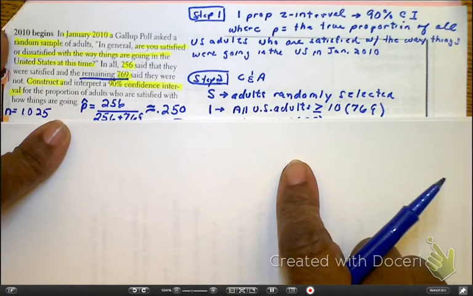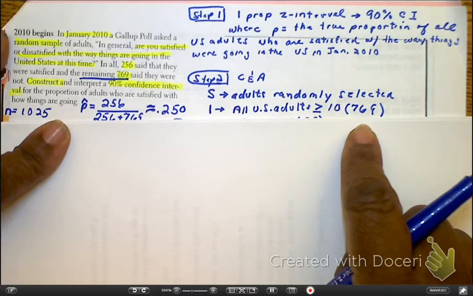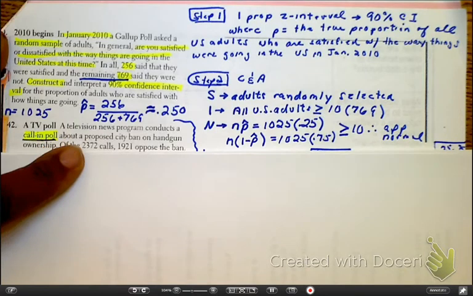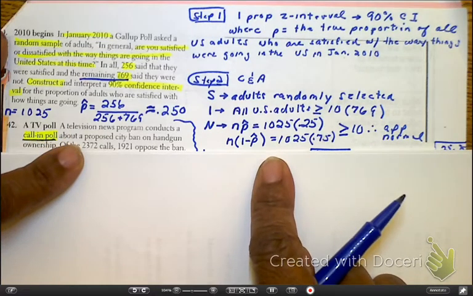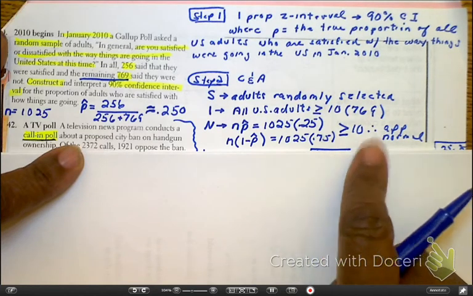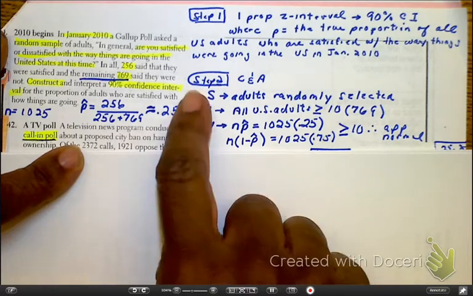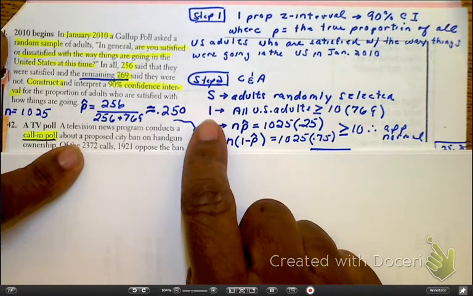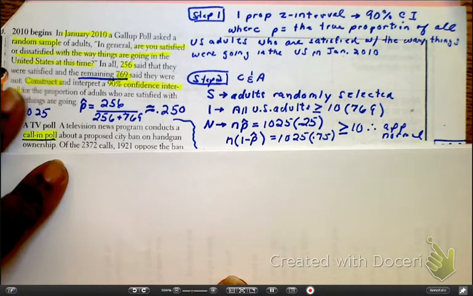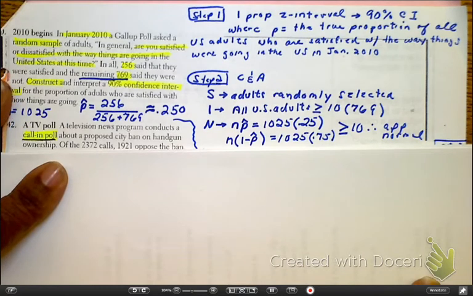So of all adults in the U.S., yes, that's going to be greater than 10 times the 769. And the N part of SIN is normality. Here we use the n times p naught, the large count condition, seeing if it's greater than or equal to 10, so therefore approximately normal. So when I'm looking at SIN, I'm looking at SRS, independence, and normality. And that we're going to be using consistently throughout for the rest of the book, because we can utilize that for hypothesis testing and confidence intervals. So we've done step 1, we've done step 2.